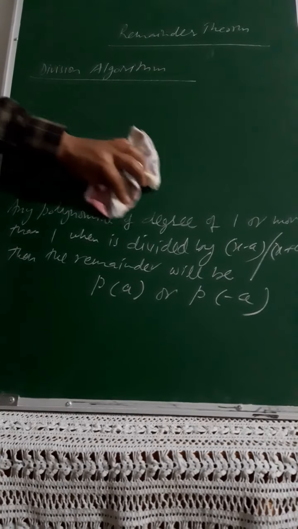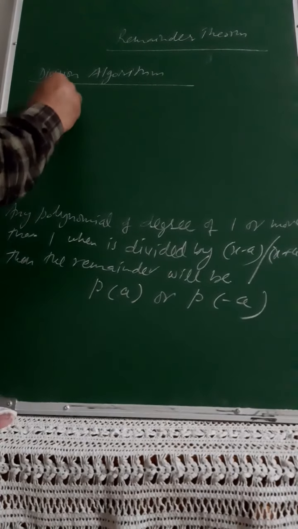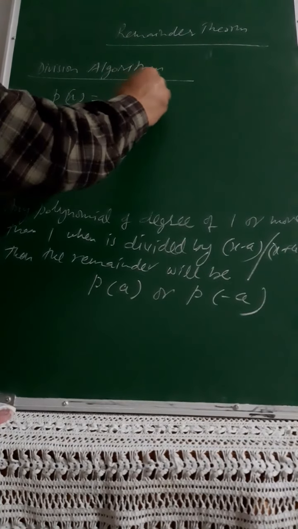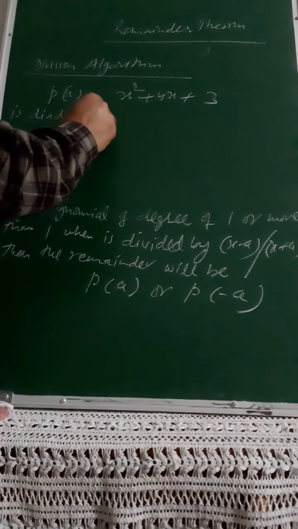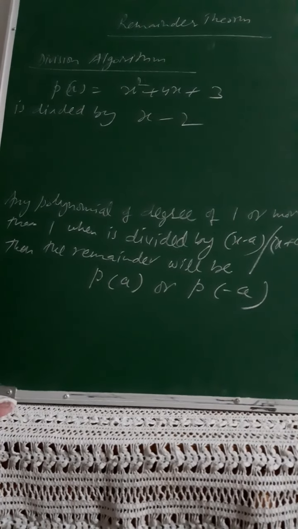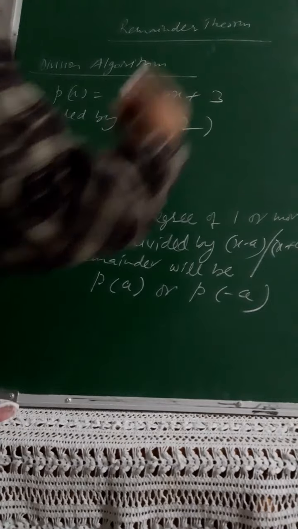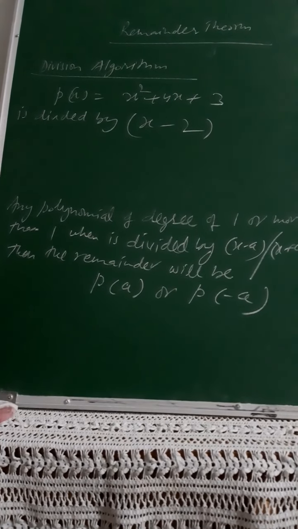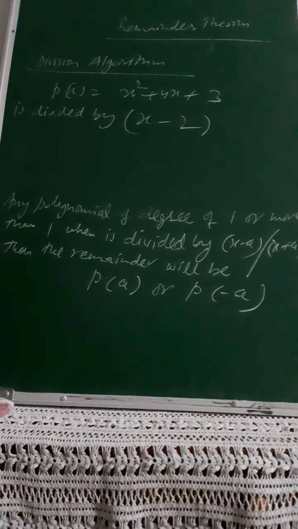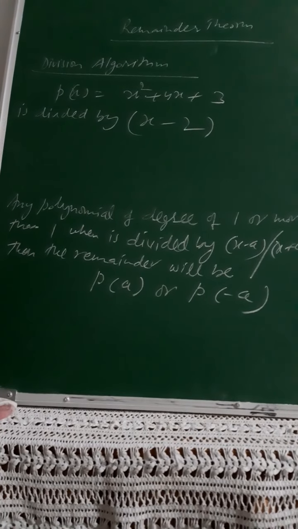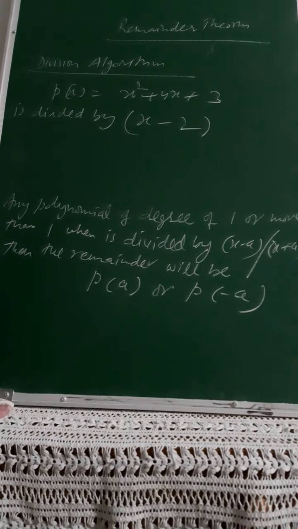Suppose I am asking you to find the remainder. Please listen to my question very carefully. If any polynomial p(x) is equal to x square plus 4x plus 3 is divided by x minus 2, then find the remainder. I hope you understand what I want to make clear. Any polynomial p(x) equal to x square plus 4x plus 3, when divided by x minus 2, then find the remainder. So either you have to go for long division, but I said, now you keep a check upon the degree of the divisor. I said that is 1, here it is 1.